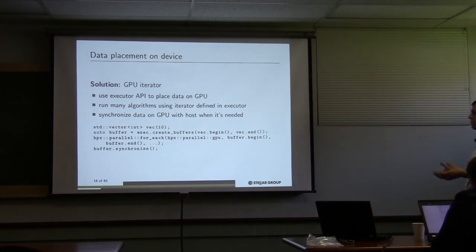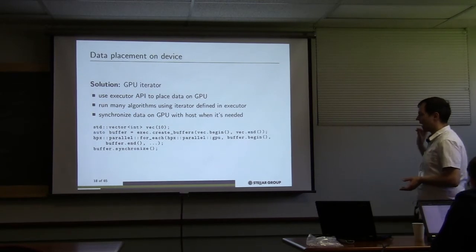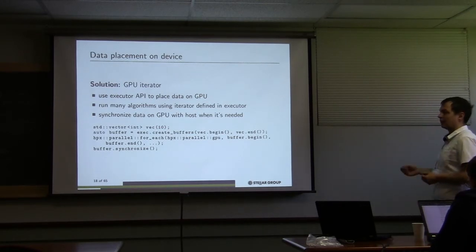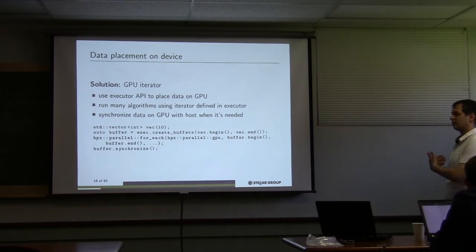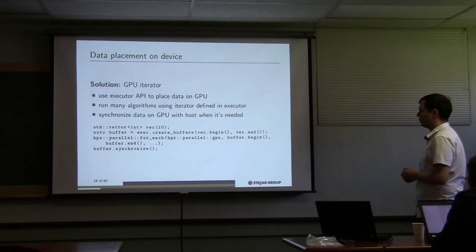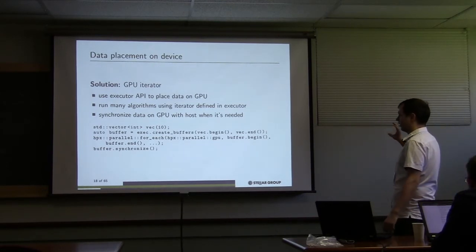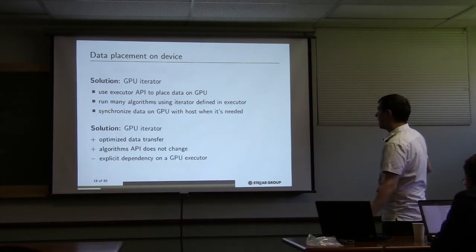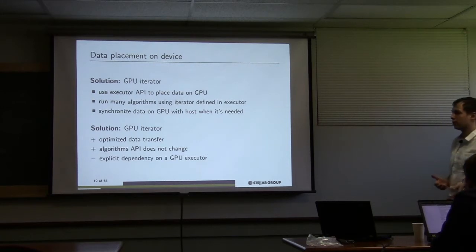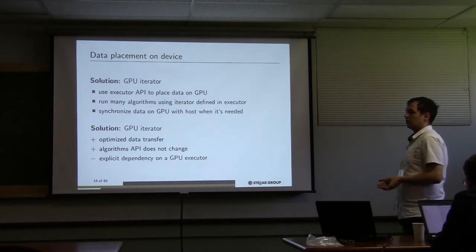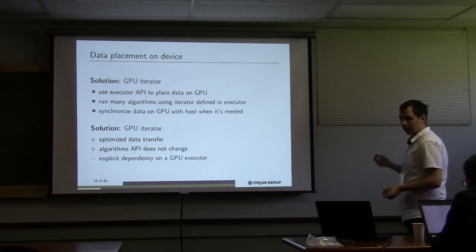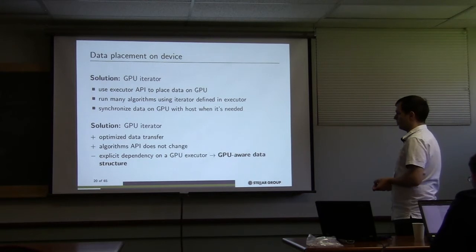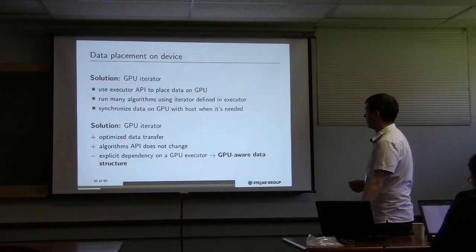And one of them would be to wrap the GPU buffers in iterators. It means that user has to explicitly create buffers, but he can use their iterators, very basic iterators, and the algorithm in theory should just forward these iterators to executor, who will know what to deal with it. At the end, when the user decides that he doesn't want to run any more jobs, he can use the synchronized method to transfer data back to CPU. In that scenario, we have much more optimized data transfer, but of course it means that user has to know where to put data and how to do it. So maybe the better solution will be a data structure which already places the data on a GPU. And this is something we will be working on very soon.